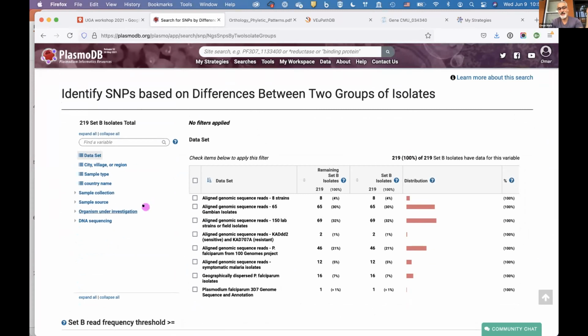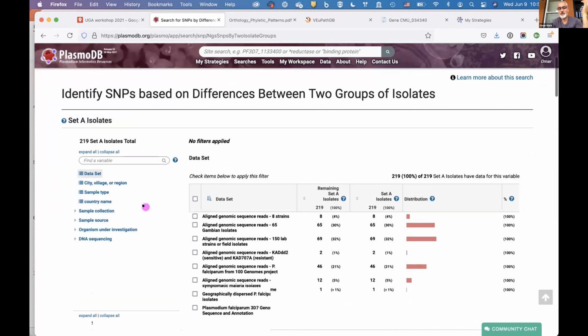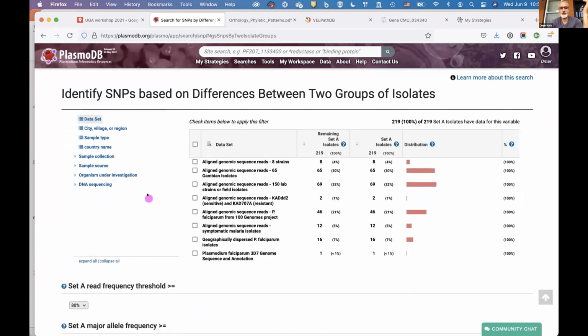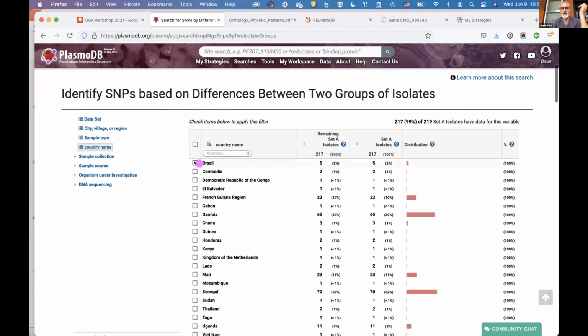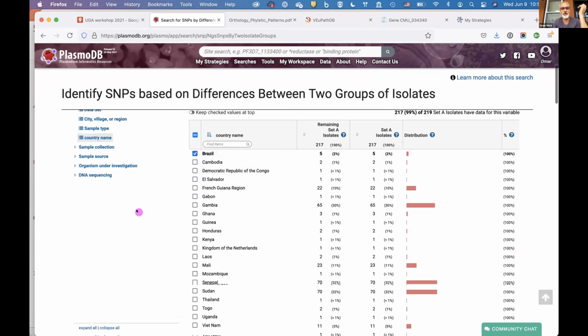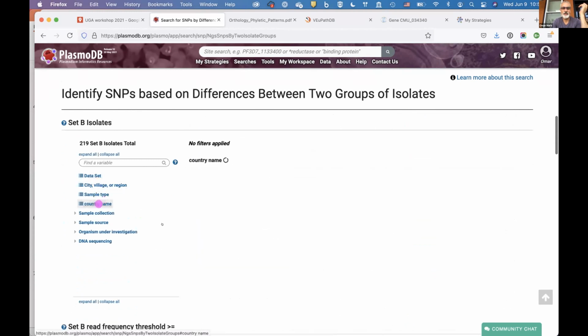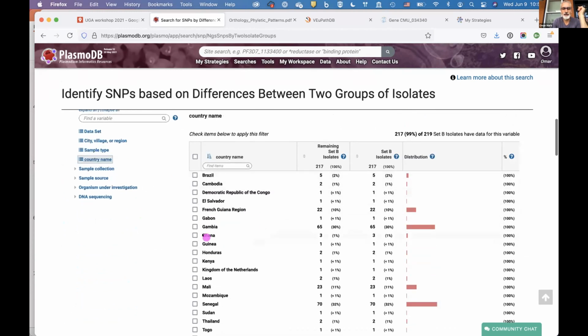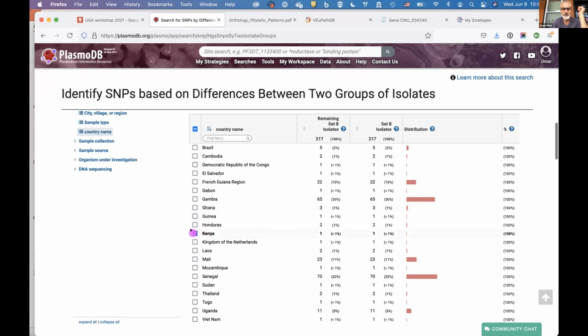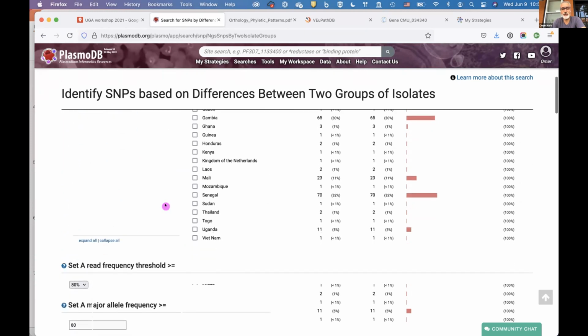So you have to decide, you're again the one who's asking the question, which isolates you want to compare. And we load whatever metadata or information about the isolates we have in these categories here. So for example, you can select by country. I can say, well, I want all the isolates from Brazil. And in my set B, I want to compare them to the isolates from, I don't know, we can pick Kenya, for example, or actually, bad example, there's only one there. Let's pick Mali, there are 23, for example. And so that would be my comparison, the samples I want to compare to each other.